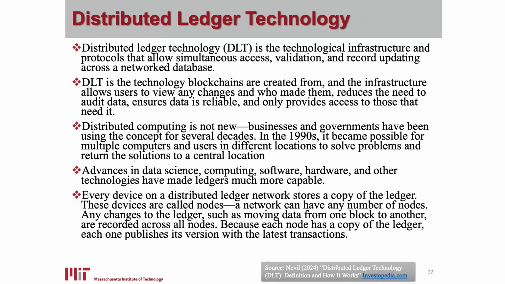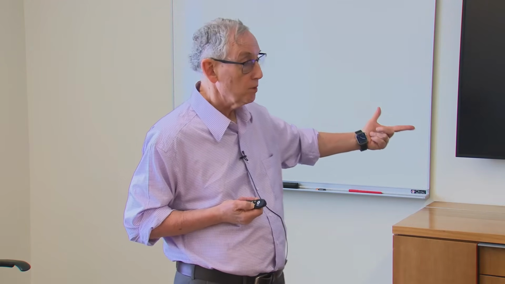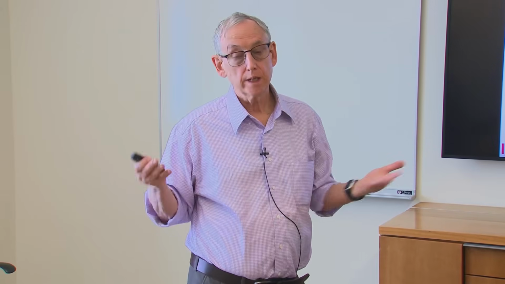The rest is a repeat of things we've talked about before. This thing at the bottom: every blockchain is a distributed ledger, but it's not necessarily true that a distributed ledger is a blockchain. Here, the blockchain part of the definition had to do with the validation algorithm used across the different blocks. And you could have a distributed ledger as a database that is not being validated in that way. So I think that's the distinction.